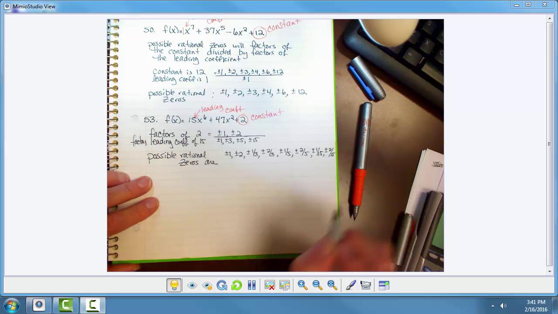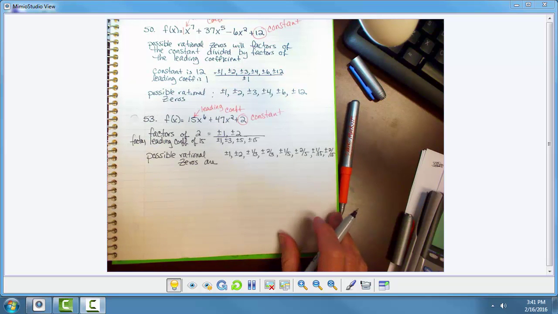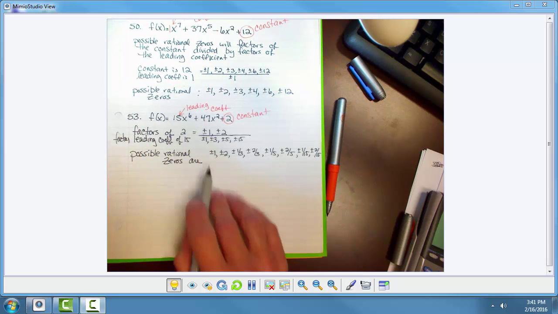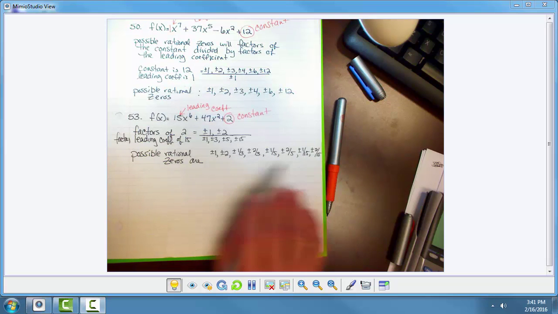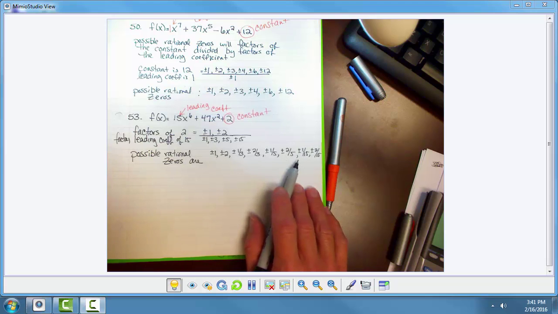Sorry, that got scrunched up there. But those are all your possible rational zeros. 1, 2, 3, 4, 5, 6, 7, 8. So there are 16 of them, because it could be the positive ones or the negative ones.